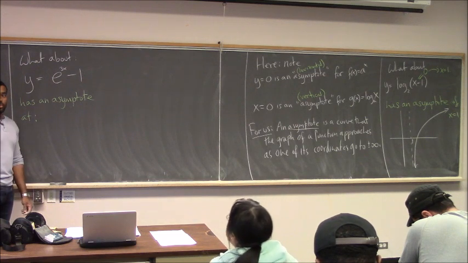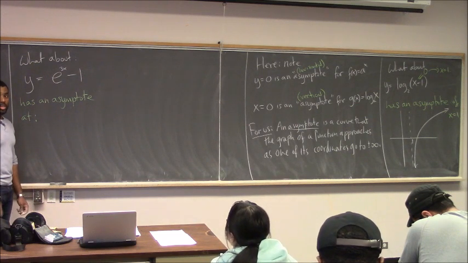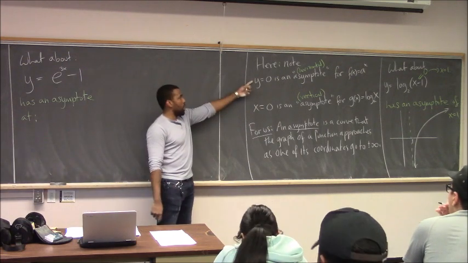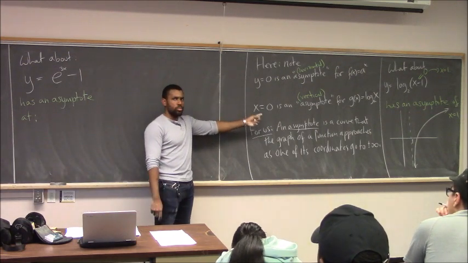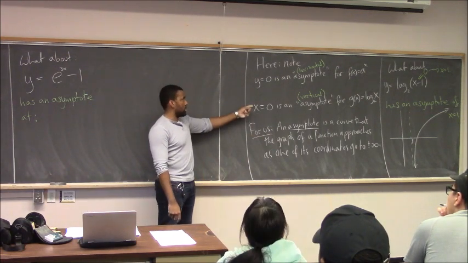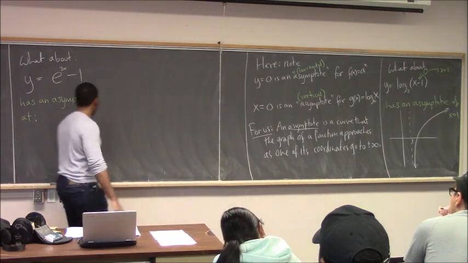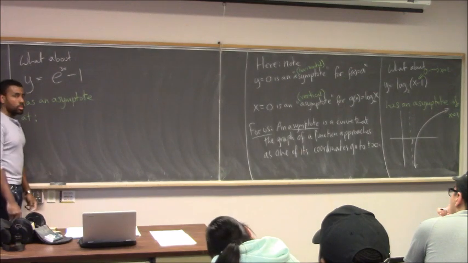Let's see. 0? What? Oh, you have to be specific. Saying, for example, y equals 0 versus x equals 0, these are two very different things, right? That's a vertical line, that's a horizontal line. So when you say 0, which 0 are you talking about?